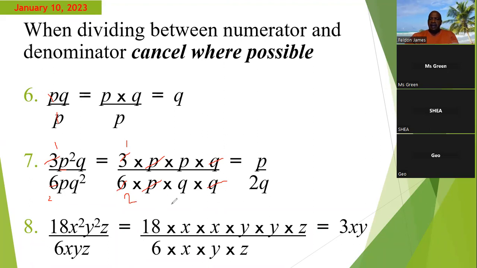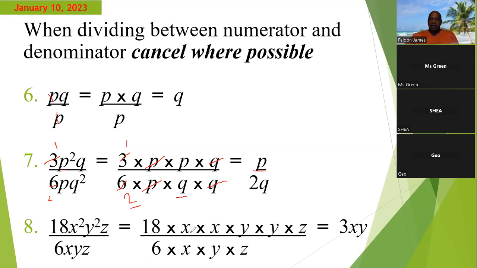After you cannot cancel anymore, you look for what remained in the numerator, which is not canceled. So you have the 1 and the P. That means you multiply 1 times P, and you get P. Down here, what is not canceled? You have the Q and this 2, so you have 2Q. You multiply them together. Follow?